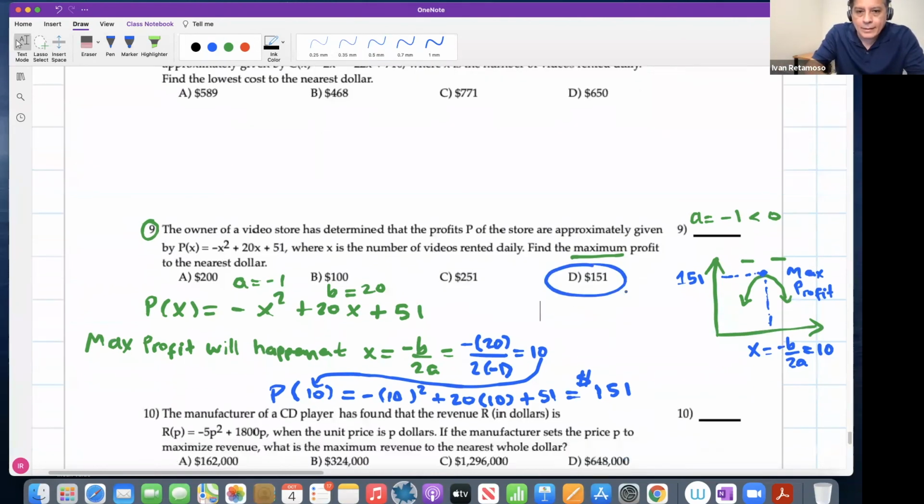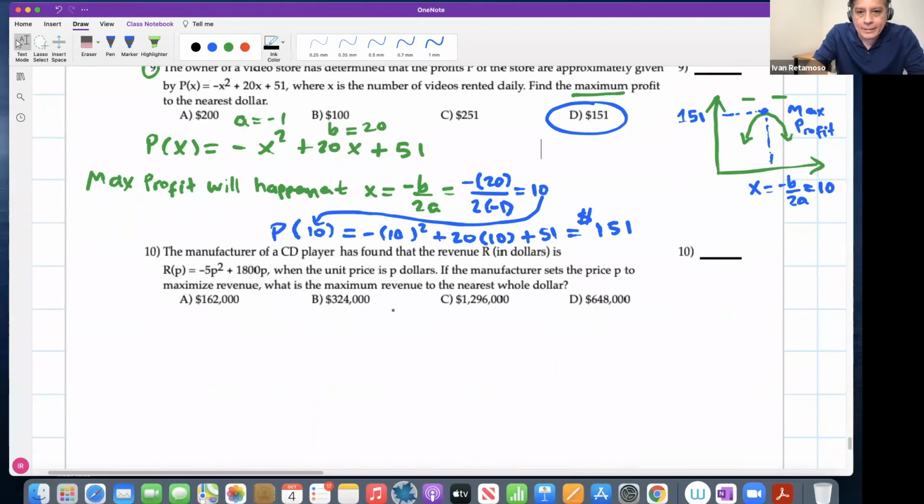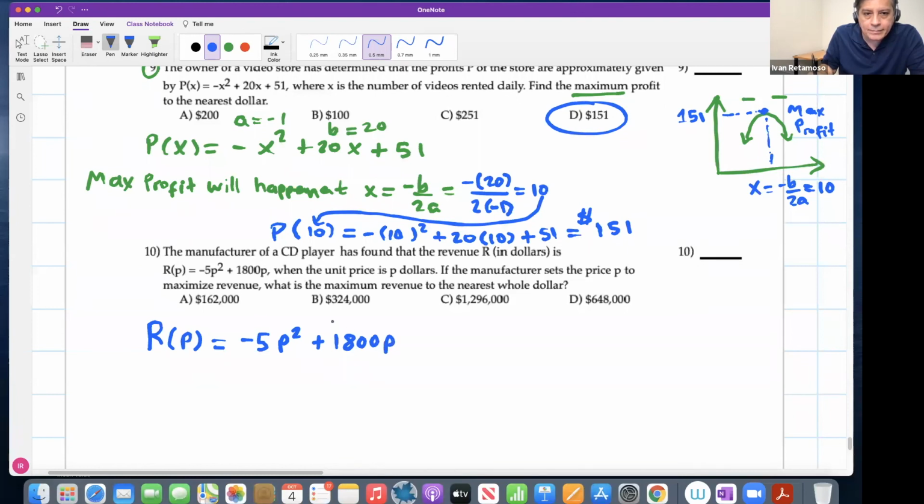Okay, let's finish with this one, number 10. So you can have more examples for your homework. It says the manufacturer of a CD player has found that the revenue, R in dollars, is R(P) = -5P squared plus 1,800P, when the unit price is P dollars, right? If the manufacturer sets the price P to maximize revenue, what is the maximum revenue, right? Keyword here, maximum, to the nearest whole dollar. All right, let's do it.